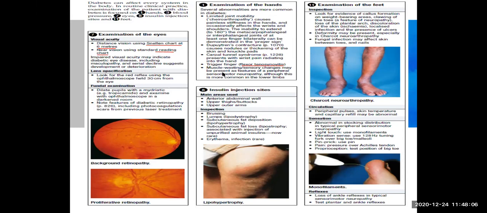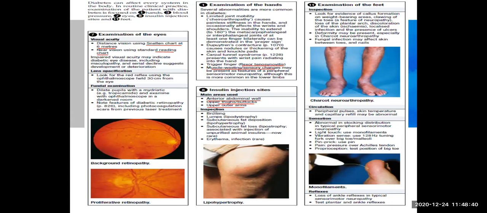At the same time, because of neuropathy, there is muscle wasting and sensory changes. So these are the features, you know, when we examine the hand. Now, the point which I was talking about before is the insulin injection site. So what are the points there when we examine? Look here once again. The main areas which are used for insulin injection are the anterior abdominal wall, upper thigh or buttock area, or upper outer arm.